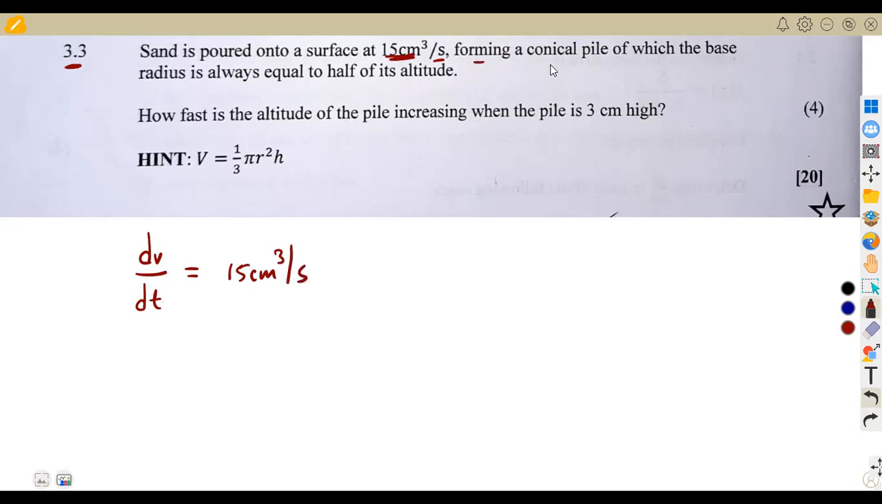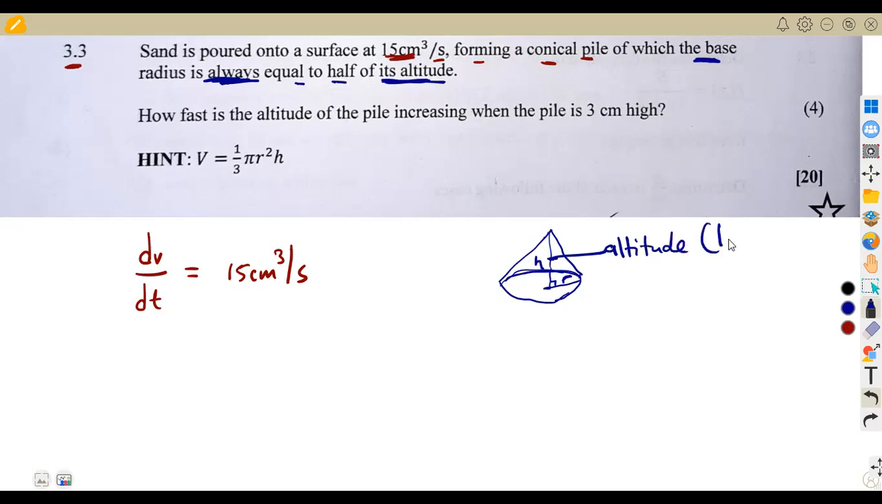It is forming a conical pile in this case. So meaning to say, when it is being poured, it is forming the shape of a cone. That is a conical pile. It is forming the shape of a cone, whereby we know that from our cone, we've got the perpendicular height and we've got the radius in this case. So it is forming a cone at the end. But in this cone, we are given that the base radius is always, take note, always equal to half of its altitude. The altitude in this case is the height.